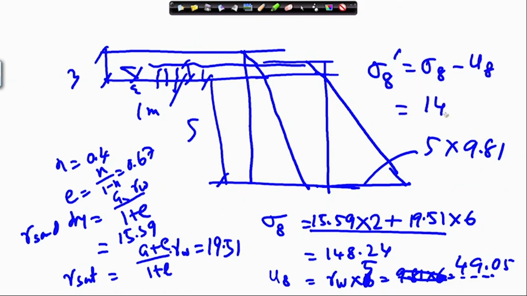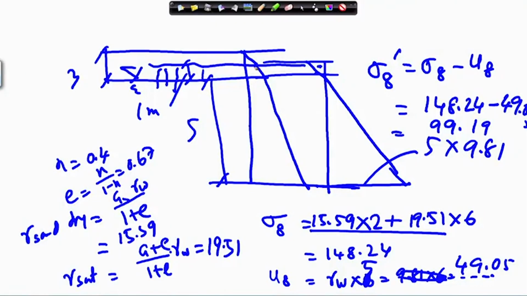So, it will be 148.24 minus 49.05, and that gives you 99.19. So, this is the point to be remembered here: though it is mentioned that because of the capillary rise the 1 meter above the water table soil got saturated, we are taking the saturated unit weight only, but the water table location is not changing. In fact, the pore pressure, instead of becoming negative, in those portions.